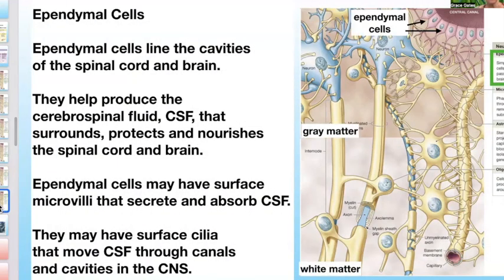Ependymal cells line the cavities of the spinal cord and brain. They help produce cerebral spinal fluid that surrounds, protects, and nourishes the spinal cord and brain. Ependymal cells may have surface microvilli that secrete and absorb cerebral spinal fluid. They may have surface cilia that, when they beat, move the cerebral spinal fluid through the canals and cavities in the central nervous system.